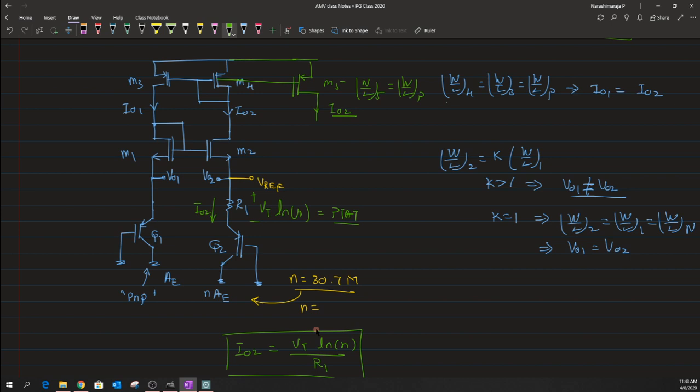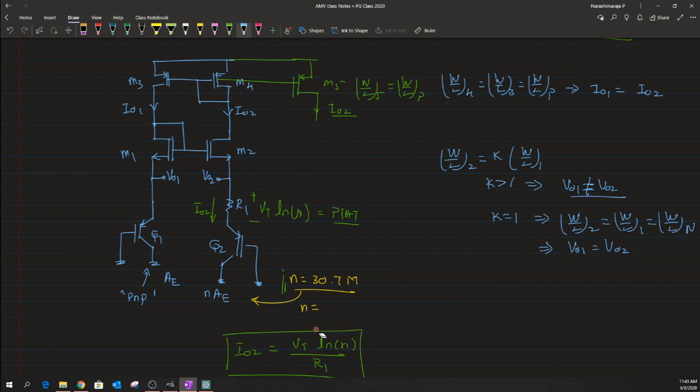Clear? Yeah. So having got this structure, we still need to have a V reference, because I cannot use this particular node VO2 as my V reference. If at all I want to use it, then I need an n value or a factor of n that is equal to 30.7 mega, which means quite a large area for our Q2 structure, and we don't want such a large area to be incorporated onto our IC. So while we try to eliminate this, VO2 will no more mimic our V reference. Clear?